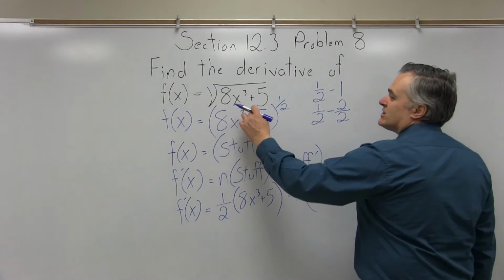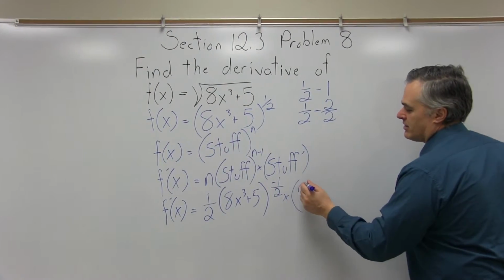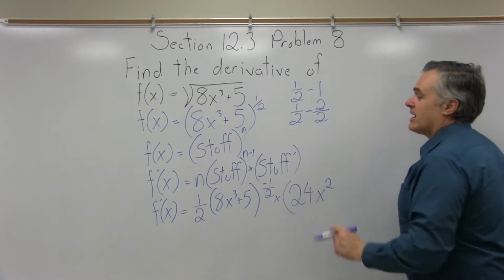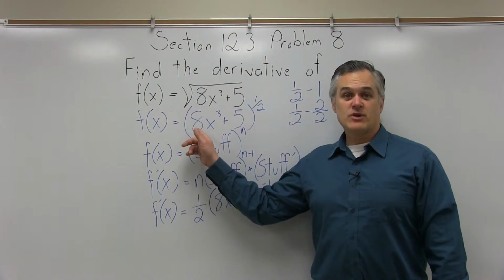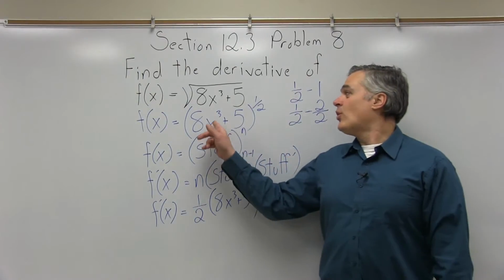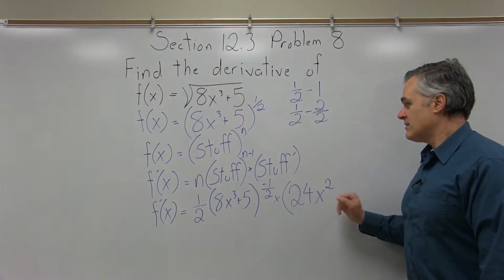The stuff was 8x to the third plus 5. So when you do the derivative, the 8x to the third will make a 24x to the second. And again, where that's coming from, the exponent of 3 comes down times the number in front, which is 8. 3 times 8, there's a 24. X to 1 less power. So that third power drops down to a second power.